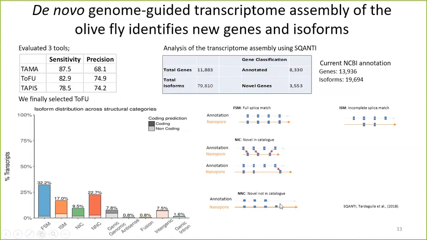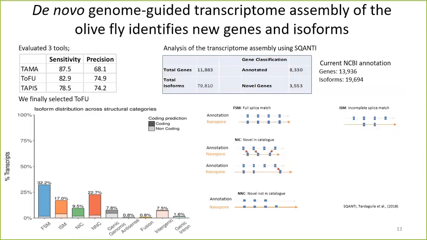Then the other category is the genic, genomic, antisense, fusion, intergenic, and genic intron. Basically, these represent most of the novel genes that we have identified. And what we noticed was that for most of them, they were not protein coding. They seem to be long non-coding genes, something that I've also seen in the literature previously. Okay, so that's our transcriptome assembly that we developed.